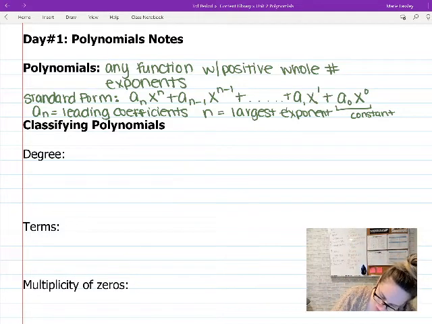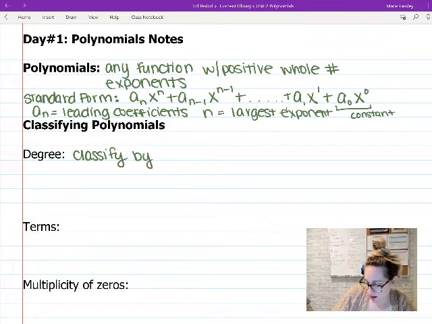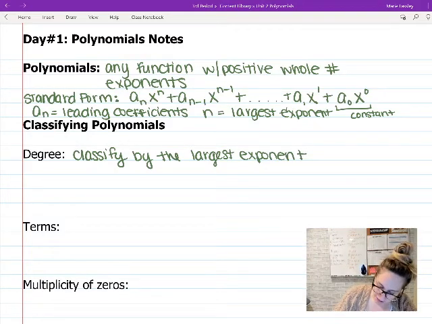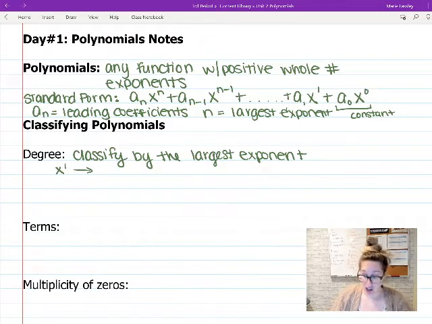All right, so this is when you classify by the largest exponent. For instance, x to the first, that's a linear function.